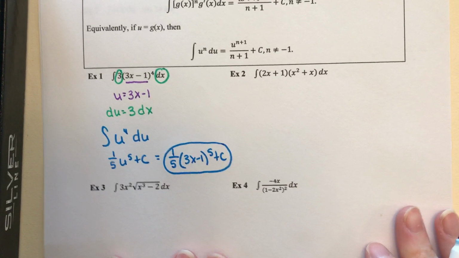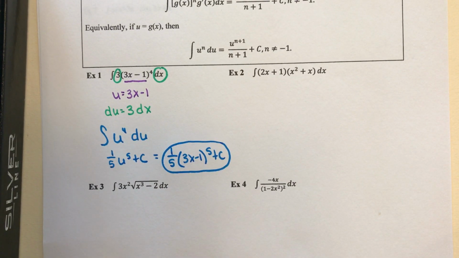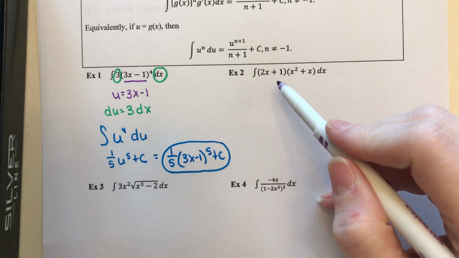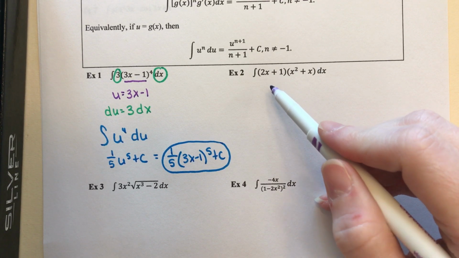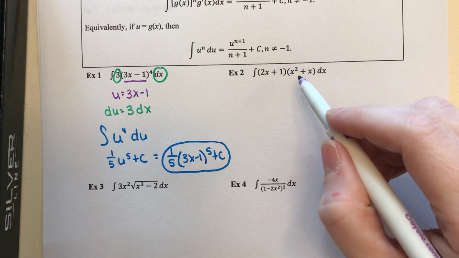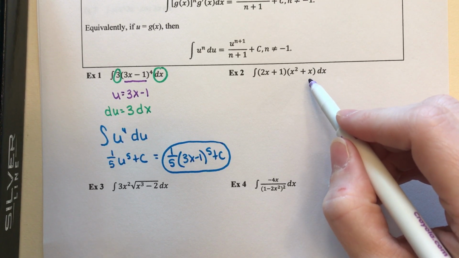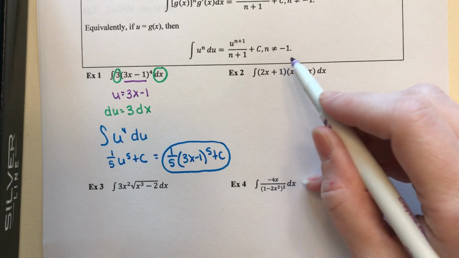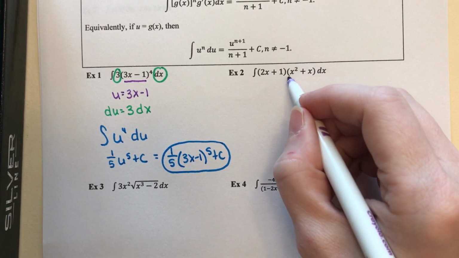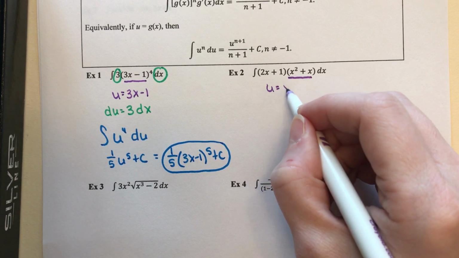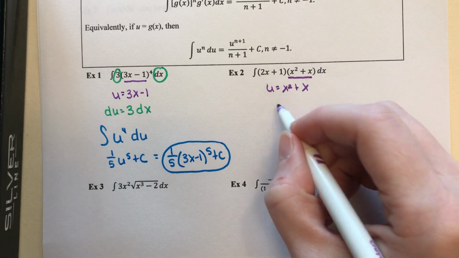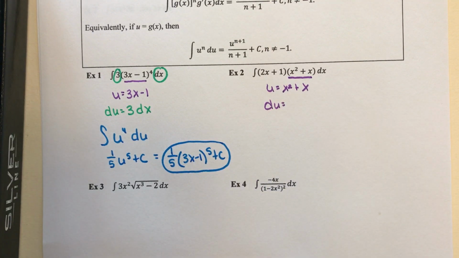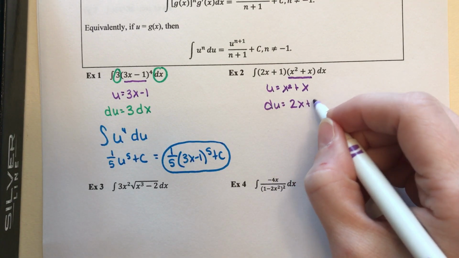Okay, let's go to number 2. Number 2 has 2 parentheses, so we have to figure out which one is going to be the most helpful. If I pick 2x plus 1 as my u, the derivative is 2, which doesn't equal anything else in the problem. If I pick x squared plus x as my u, that derivative is 2x plus 1, and it actually ends up being this other part over here. So I'm going to pick this as my u. du would be 2x plus 1.